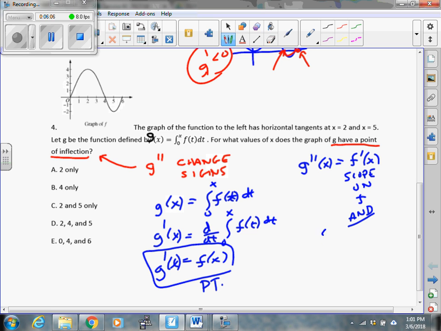and the slope must change sign. Okay, so if you look at the graph, your slopes are positive, negative. So you have one change here, and then you have negative slope, positive slope, second change here. So it occurs both at 2 and 5. The correct response is 2 and 5.